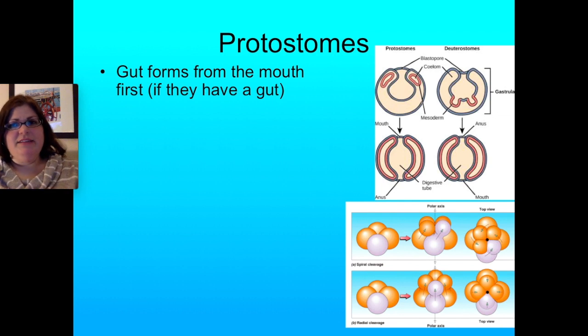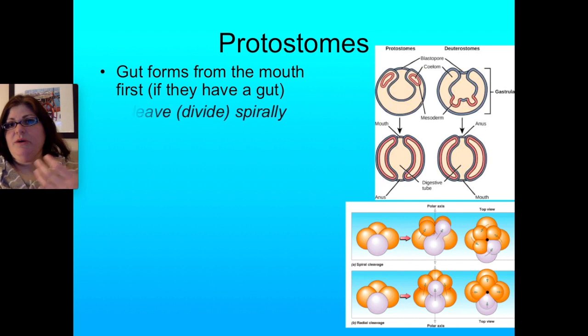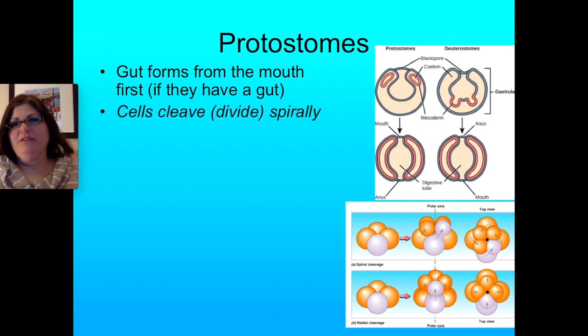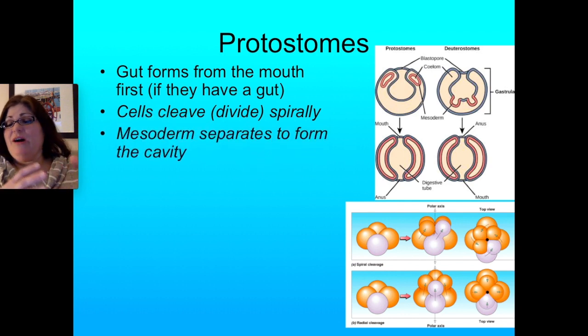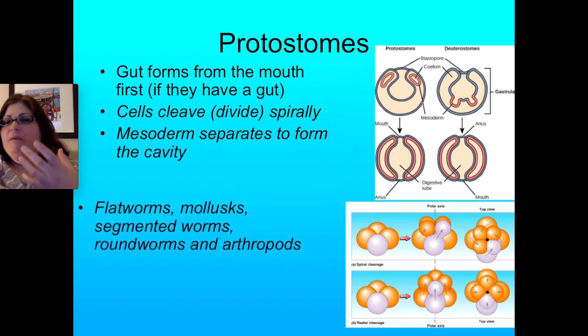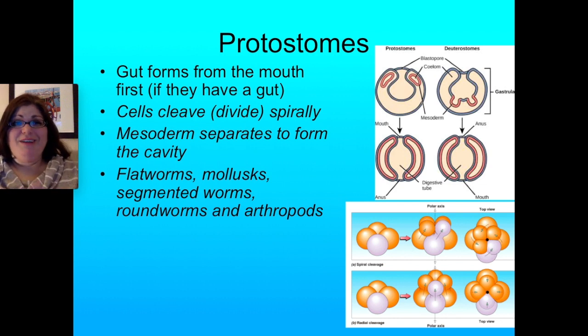This next bit's in italics because you don't need to write it down, but I just want to remind you that there's more to being a protostome than just whether your gut develops from your anus or from your mouth. In the case of protostomes, it would be mouth. So that also means that when the cells are dividing in the early stages, they divide spirally, and it also refers to how the mesoderm separates to make the cavity. This is important later on, but again, you don't really need to write it down now. And when we talk about protostomes, another thing you don't need to write down because we'll talk about it over and over again, is that we're talking about flatworms, mollusks, segmented worms, roundworms, and arthropods. For the most part, there's a few others.